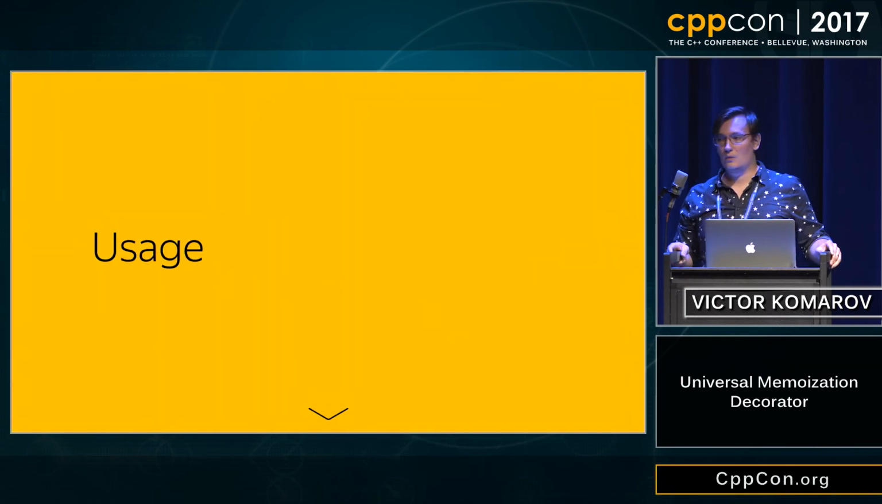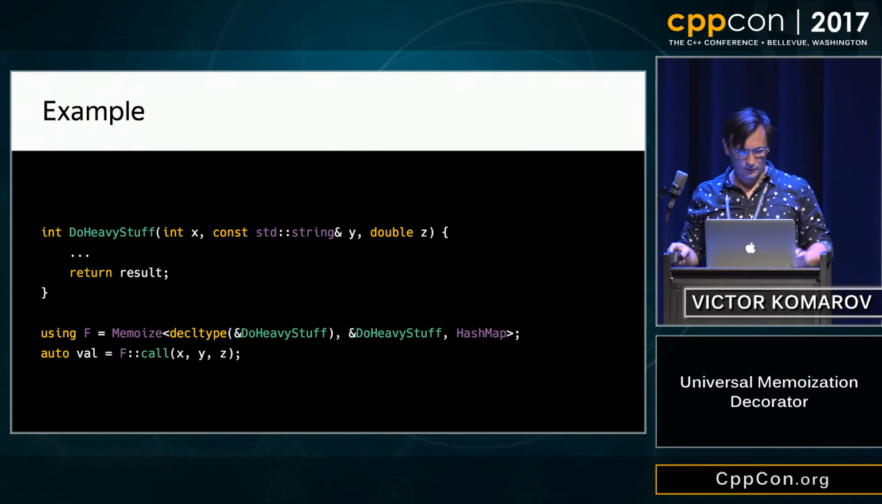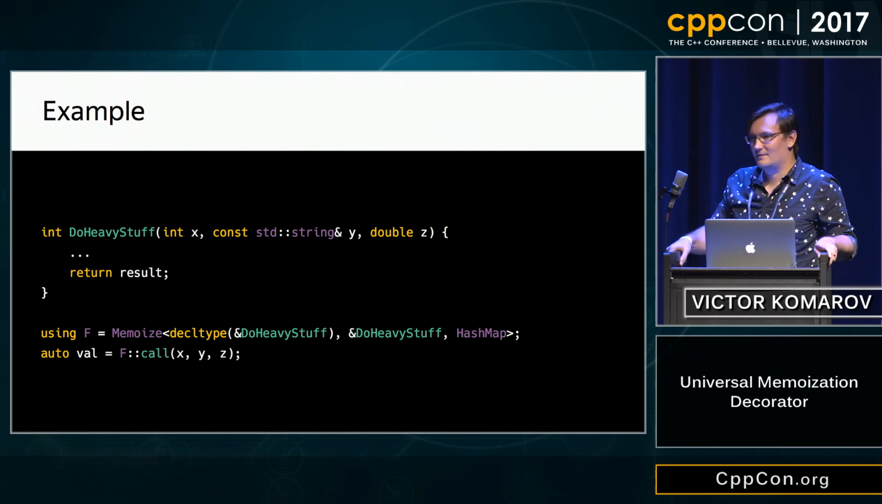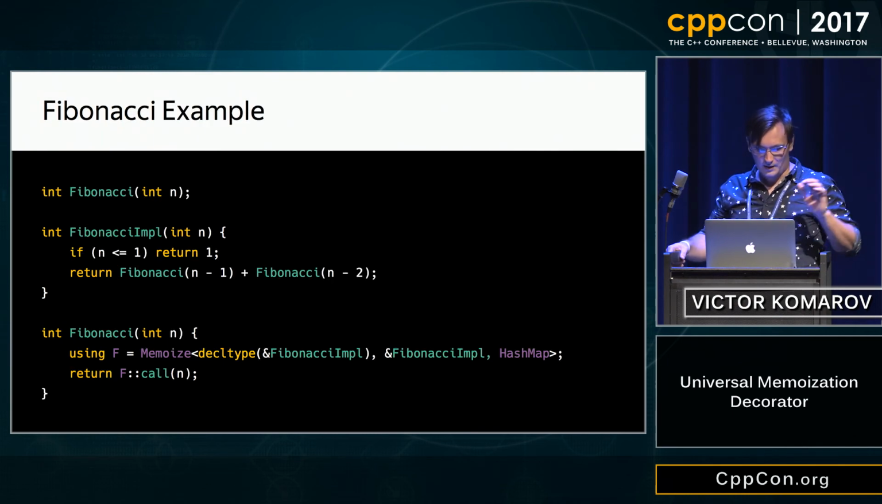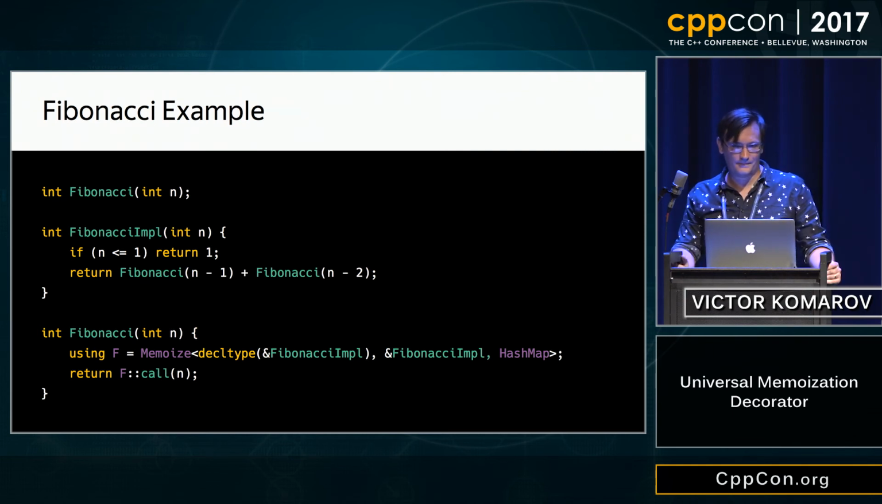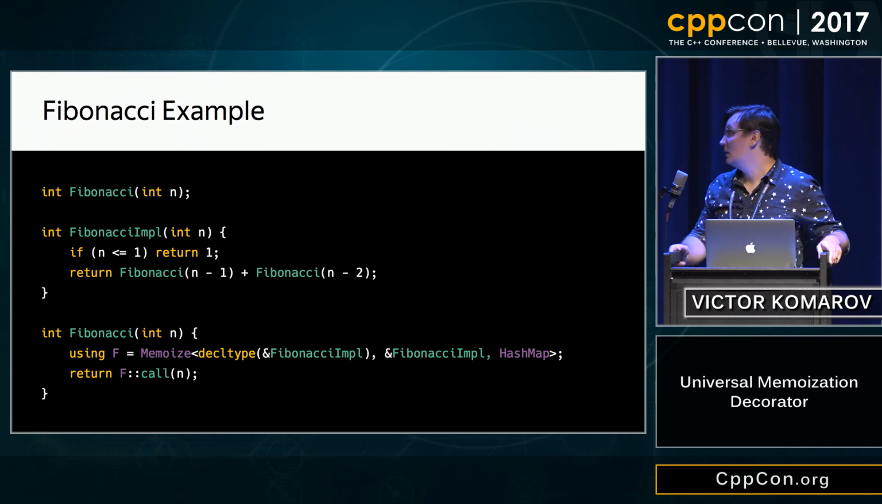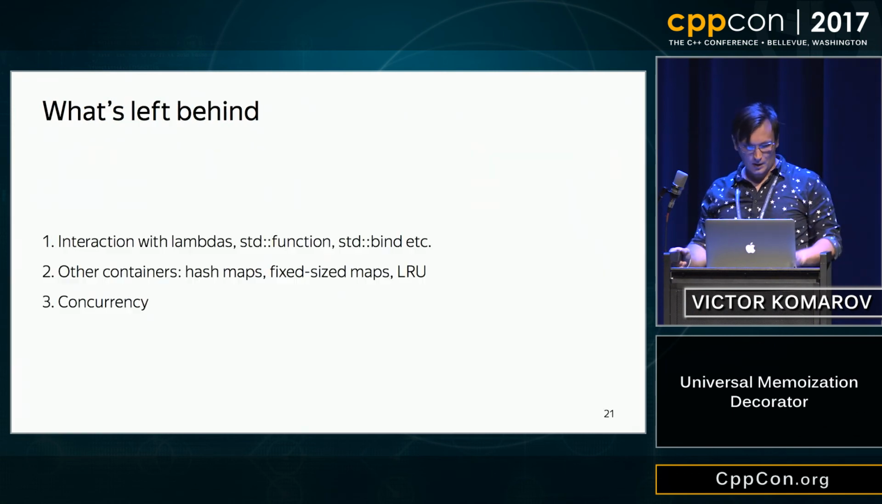Okay, so what does the usage look like? It looks like this. Our initial example looks just as neat as I want it to. And with decltype, I don't have to write by hand the function signature like back in the good old times. Okay, we can even decorate recursive functions. So here's a Fibonacci example, and we just declare the function first and define it after we define the function that does all the work.